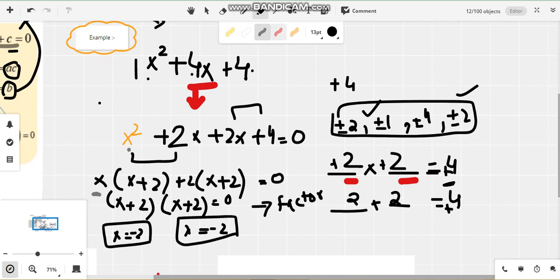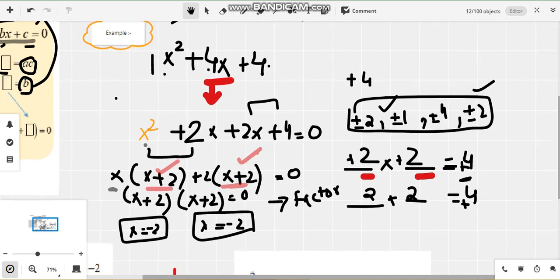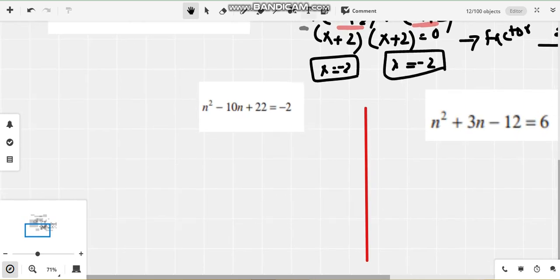One most important thing when you're doing factoring: when you take common, you will see that in the bracket you're getting the same terms. You can see that I got x plus 2 and x plus 2, the same. It means you are doing the factoring right, and if you're not getting the same value, it means you're making some mistake. So that was the first example.